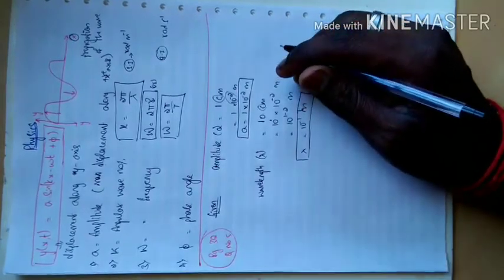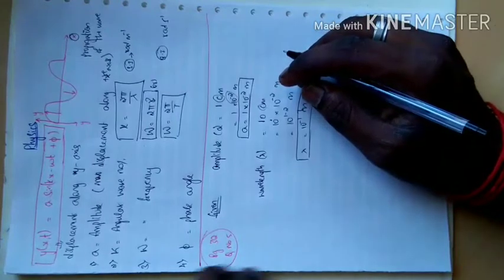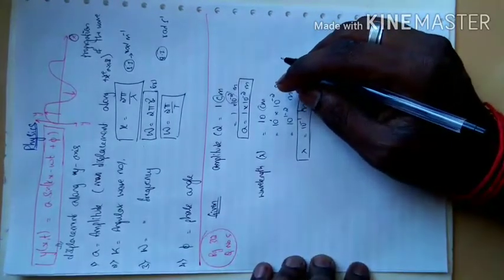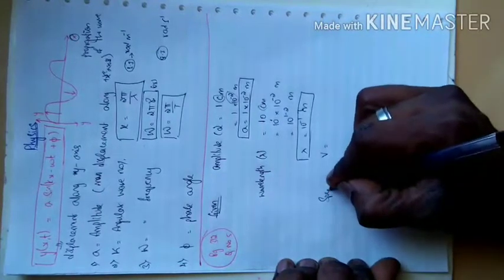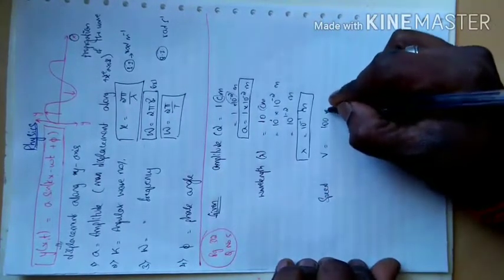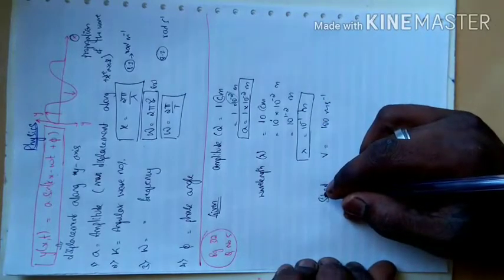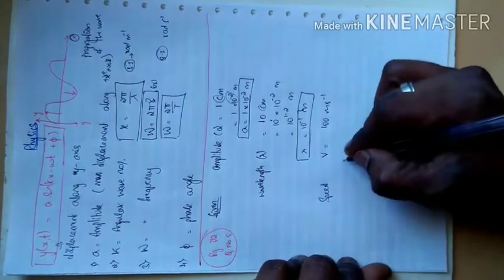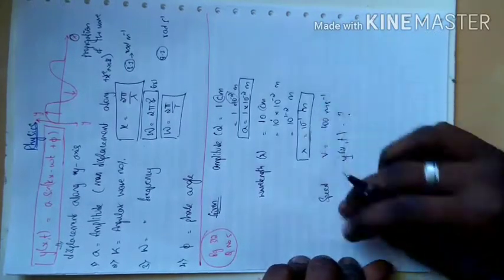This is your wavelength. Then they are given the speed. What is the speed they are given? V is 100 meter per second. Describe the wave in the standard form. You have to describe the wave in the standard form, that is y of x comma t is equal to question mark. We have to write this.